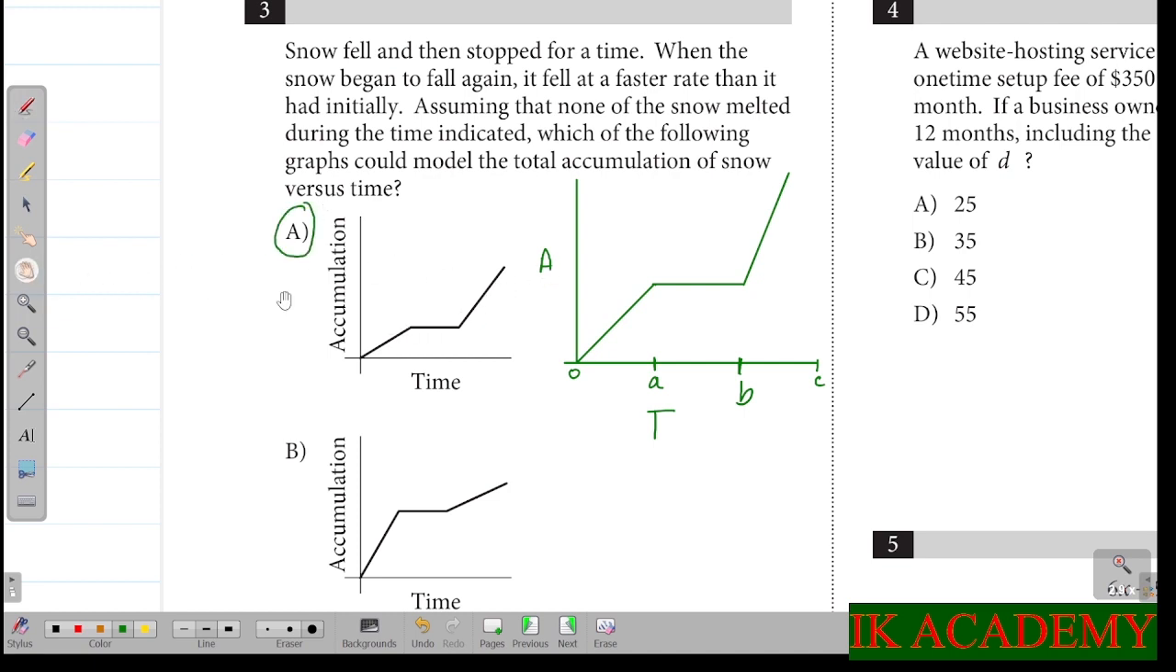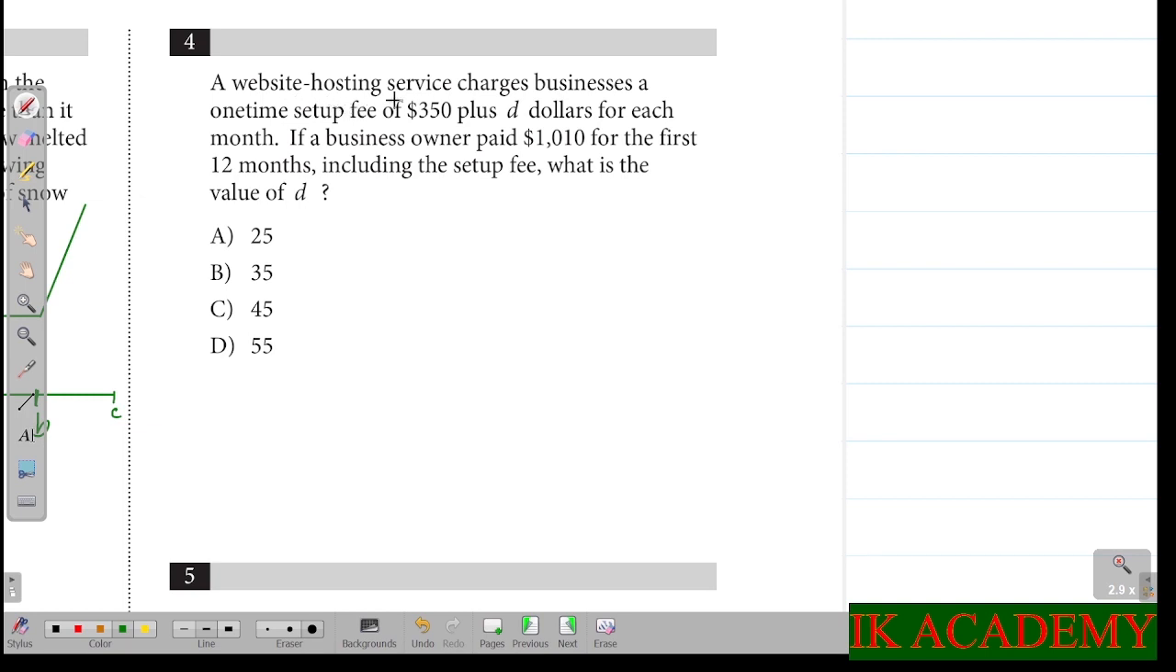Let's move to the next question. Question number 4 says, a website hosting service charges businesses a one-time setup fee of $350 plus D dollars for each month. At the beginning, everyone has to pay $350 to set up the business, and each month has to pay the D dollars. If a business owner paid $1,010 for the first 12 months, it means he has paid $1,010 in total for the 12th month, including the setup fee. What is the value of D?